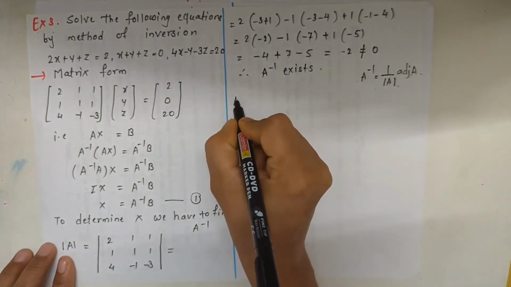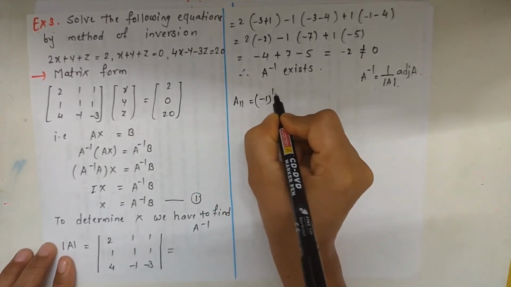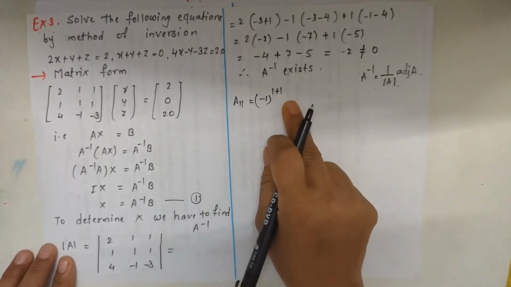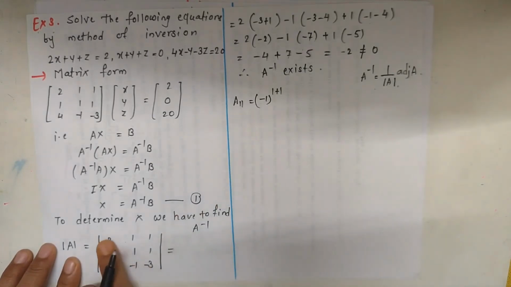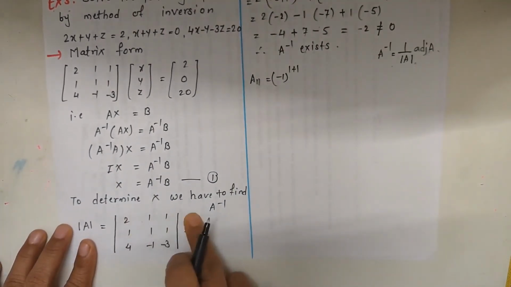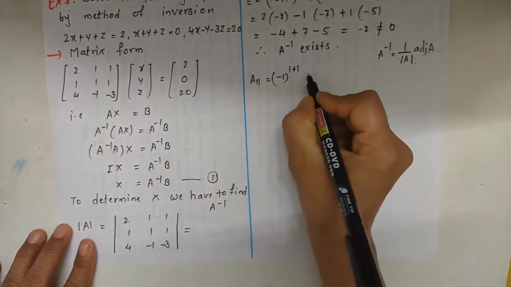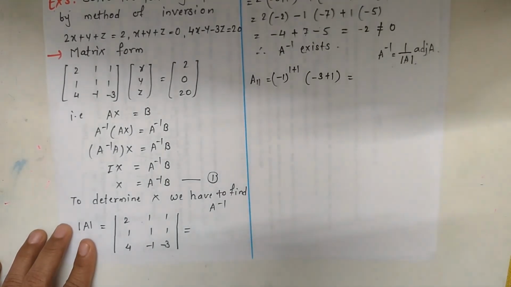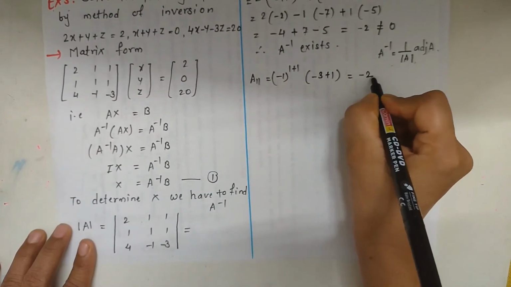The first cofactor element A11 can be obtained by using the formula minus 1 raised to 1 plus 1 into its minor, and the minor is obtained by eliminating the first row and first column. Then the remaining determinant is minus 3 plus 1. Then we get plus 1 into minus 2, so minus 2.